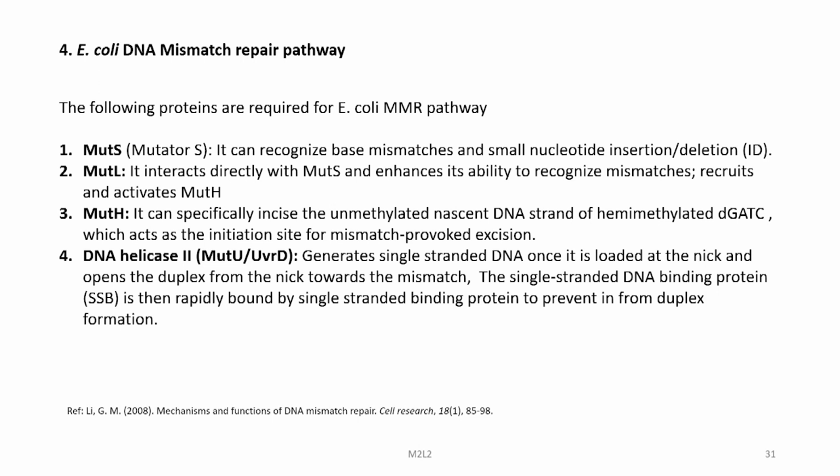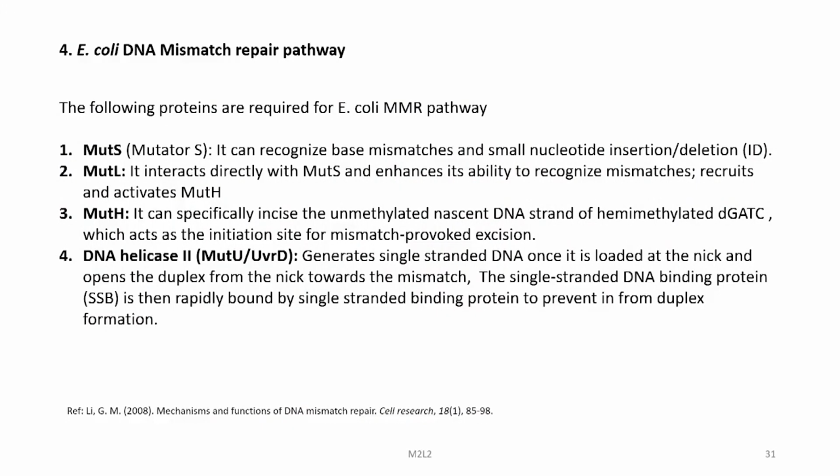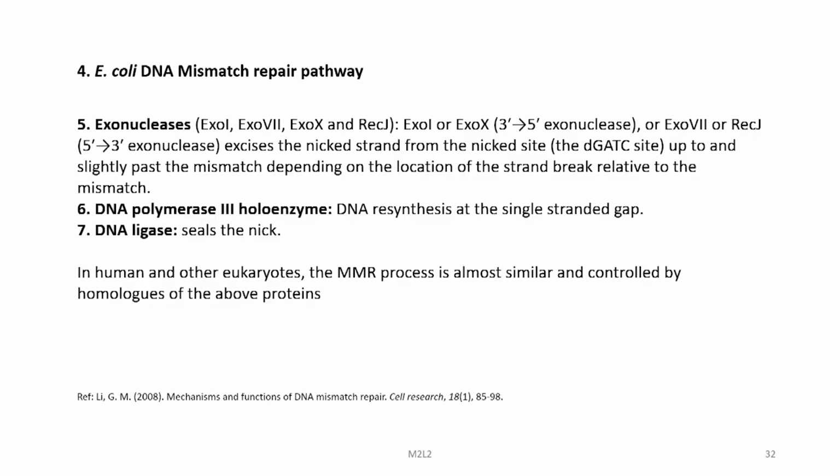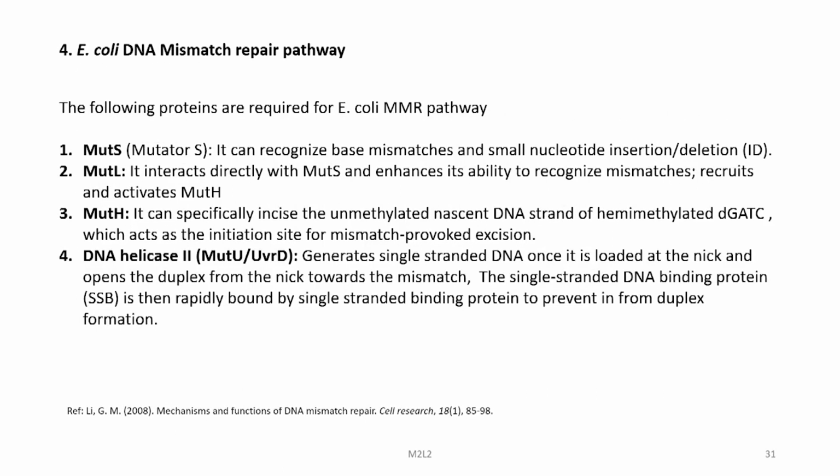The single-stranded DNA is then rapidly bound by single-stranded binding protein SSB to prevent duplex formation. Let us now discuss the E. coli DNA mismatch repair pathway in a little bit more detail. The various proteins required for this MMR pathway in E. coli are MutS, MutL, MutH, then DNA helicase 2, endonucleases, DNA polymerase III holoenzyme, and finally the DNA ligase. So, these proteins carry out various functions in this repair pathway.